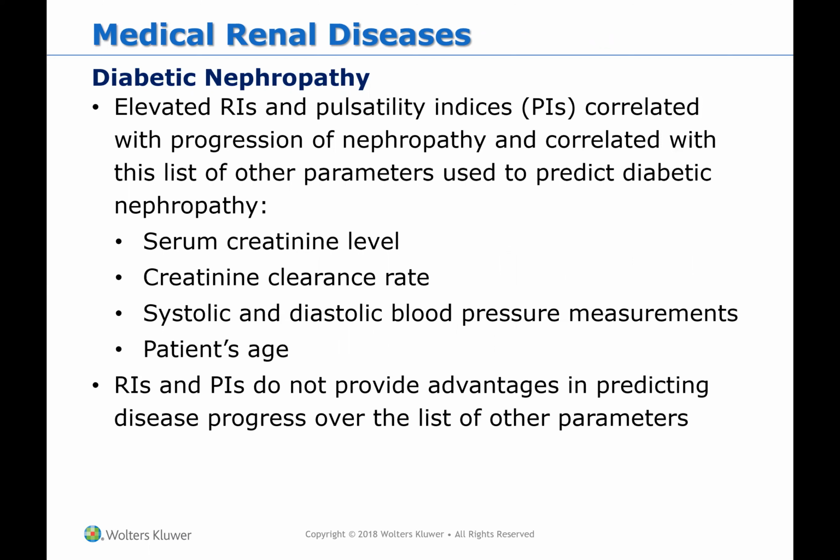Elevated RIs and pulsatility indexes correlated with progression in nephropathy and correlated with the list of other parameters used to predict diabetic nephropathy. So they do things like creatinine clearance, systolic and diastolic blood pressure, and patient's age.